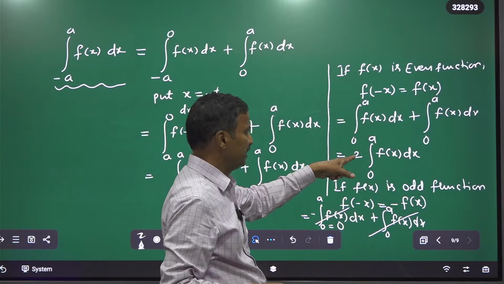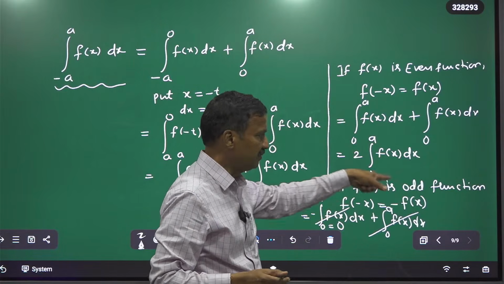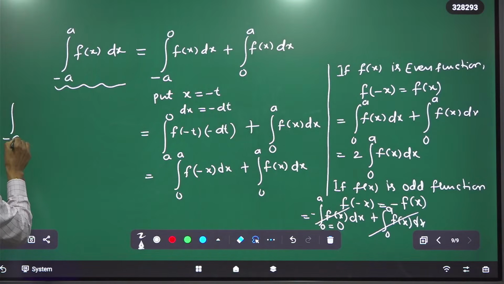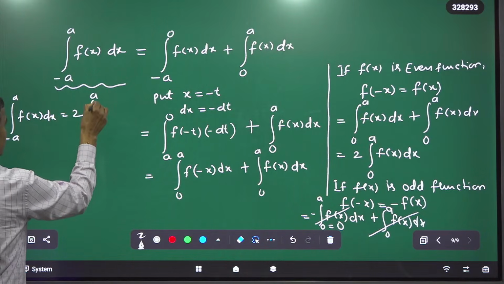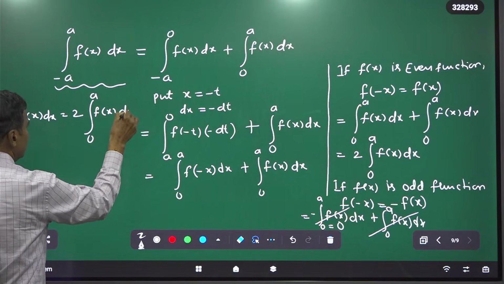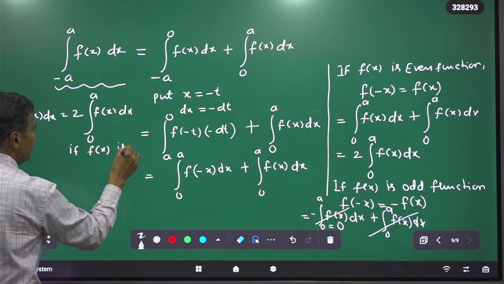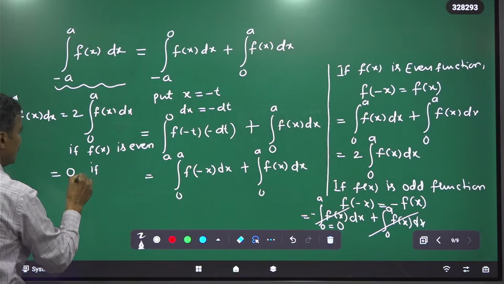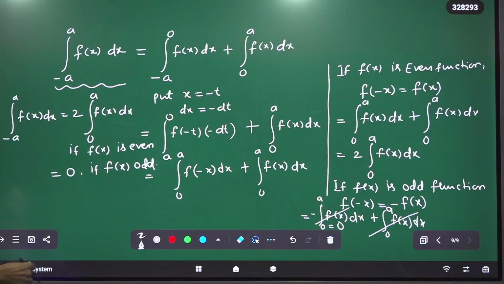If it is even, it will be equal to 2 into integral 0 to a f of x dx, and it is equal to 0 if f of x is an odd function. Therefore, now we can write integral of minus a to a f of x dx is equal to 2 into integral 0 to a f of x dx if f of x is an even function, and is equal to 0 if f of x is odd.